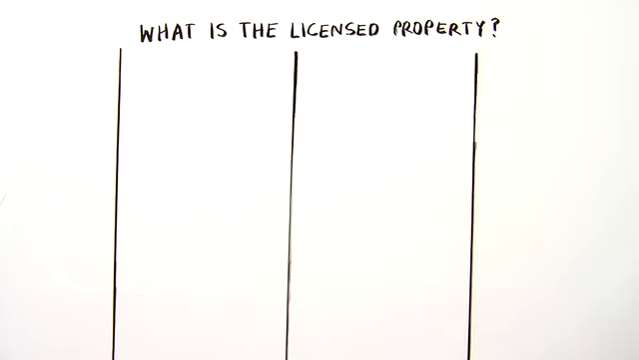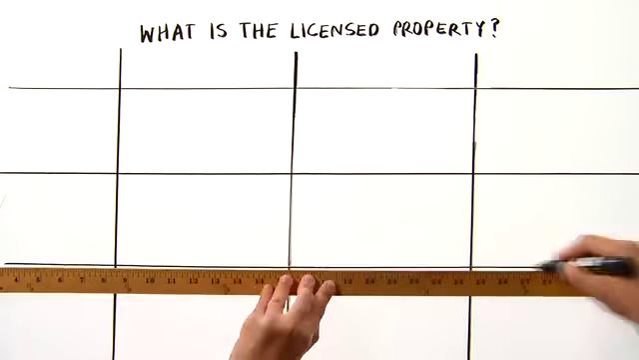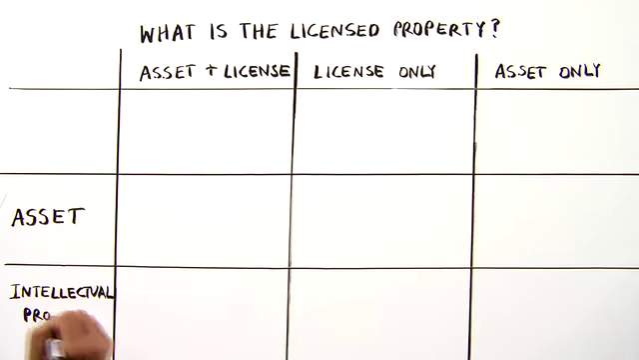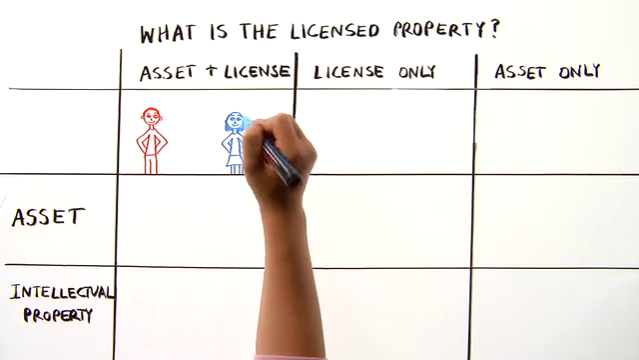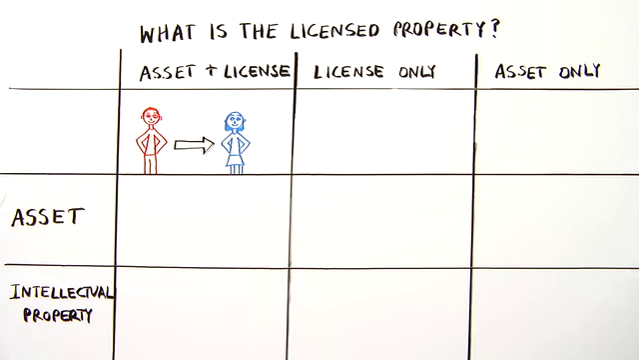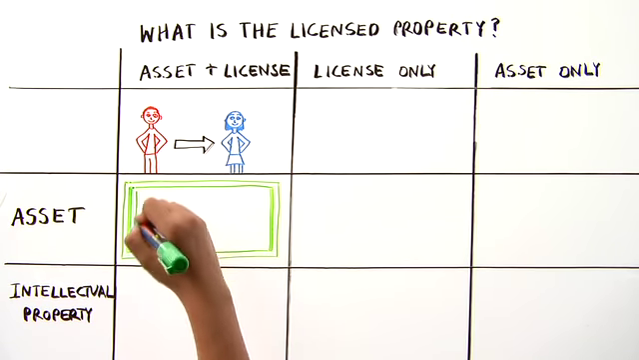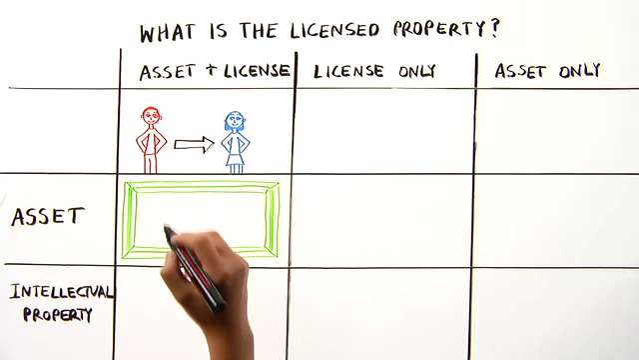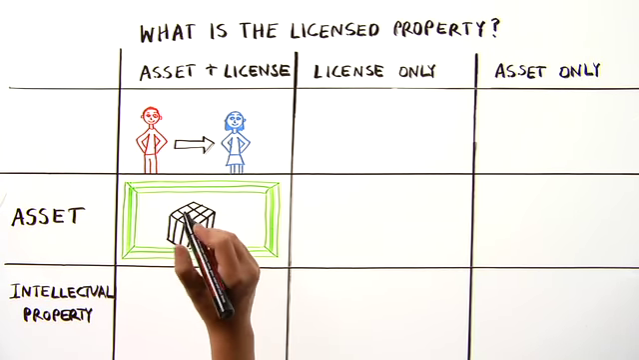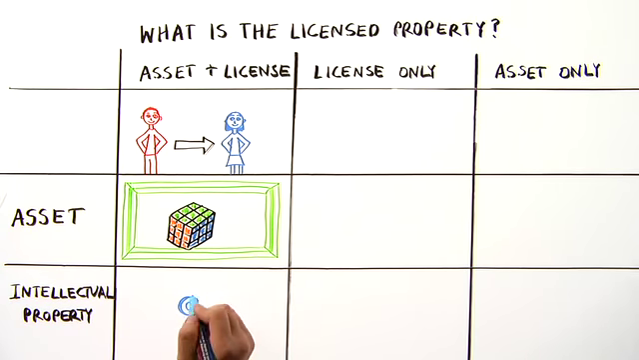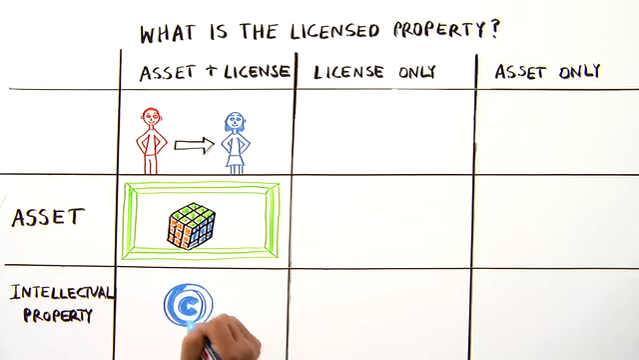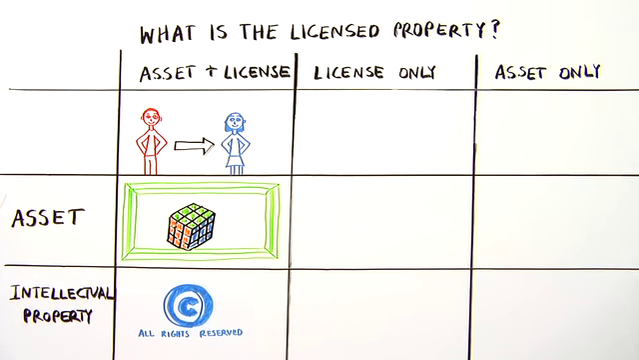To explain the difference, I'd like to illustrate 3 examples. In the first example, pretend that an artist is going to license a picture of a Rubik's Cube he has taken to someone else. In this case, there is both an asset, the actual picture, and the underlying intellectual property protecting that picture, in this case in the form of a copyright. Therefore, the licensor needs to both provide the actual picture to the licensee and license the underlying intellectual property in order for the licensee to exploit his rights.